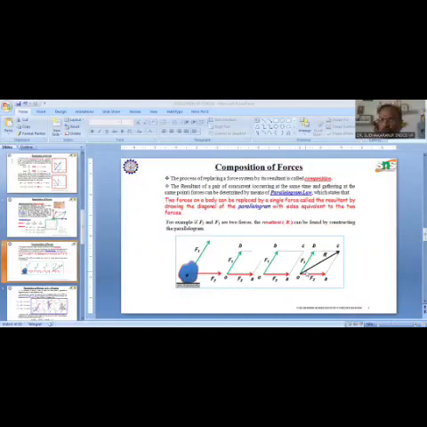Now the diagonal which joins the points O to C of the parallelogram will be representing the resultant of the two forces. So now if there is a single force, it can be split into two components along its x and y direction. Similarly, if there are two forces acting, it can be replaced by a single resultant by applying the parallelogram law of forces.